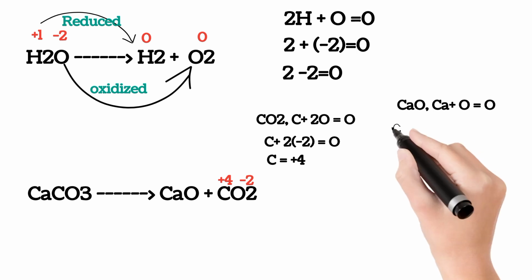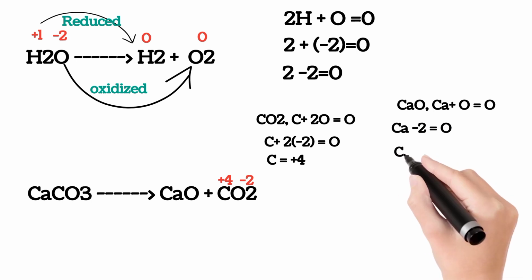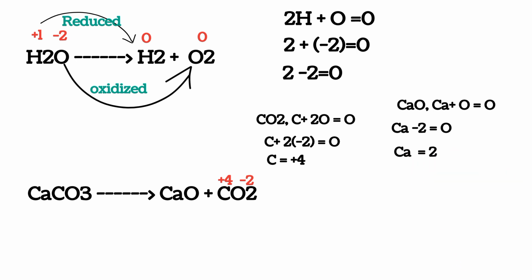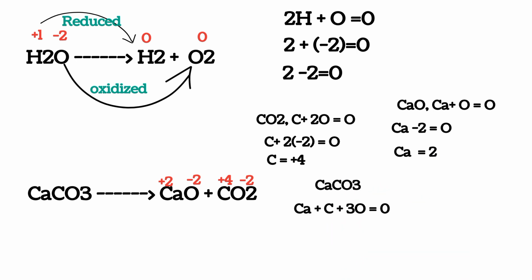Let's look at CaO. In CaO, Ca plus O equals 0. It implies that Ca minus 2, because the oxidation state of oxygen is minus 2, equals 0. So Ca will be equal to what? 2, if you take 2 to the other side. So it implies that the oxidation state of calcium in CaO is plus 2 and that of oxygen is minus 2. In calcium carbonate, it implies that Ca plus C plus 3O equals 0. Oxidation state of calcium is 2. That of oxygen is minus 2.